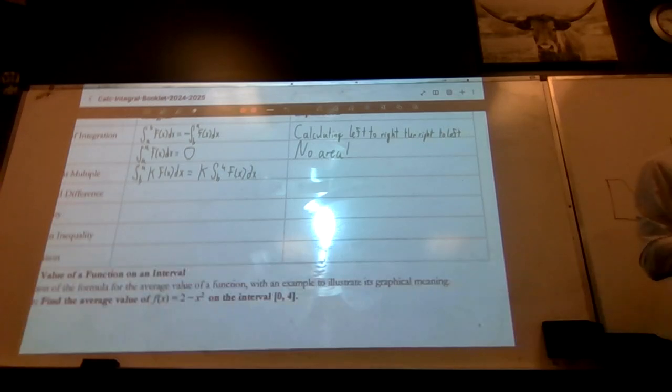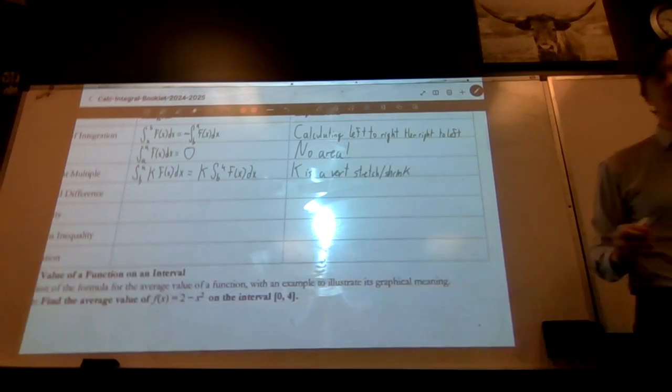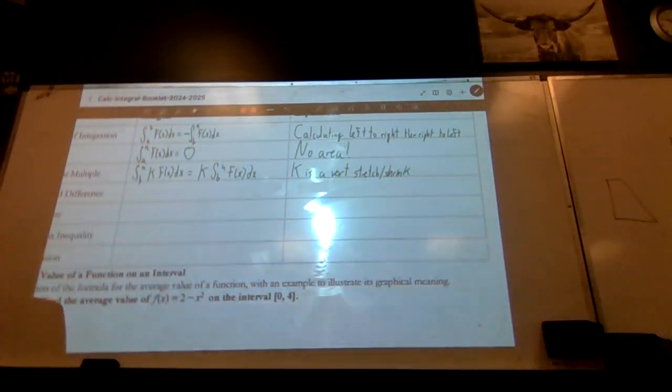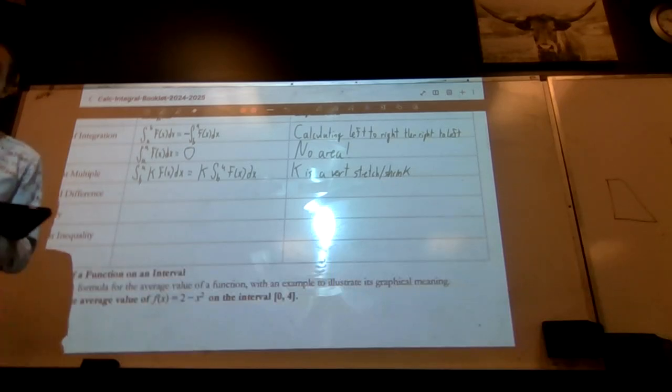All that this does is k is a vertical stretch or shrink, which means it's basically just going to increase the area of whatever you're multiplying it by. If our area was 2 at the beginning, but we're multiplying the equation by 2, then obviously we'd multiply the area by 2.